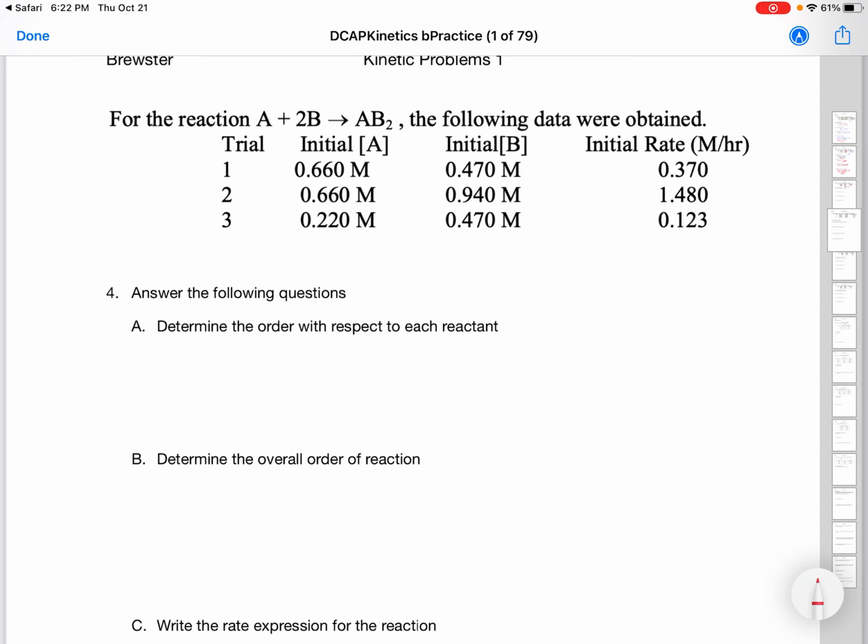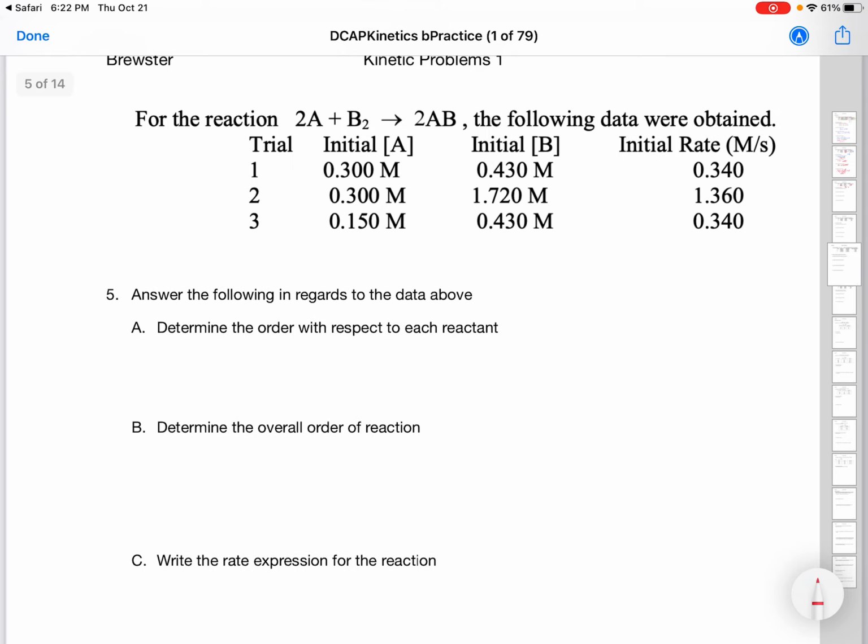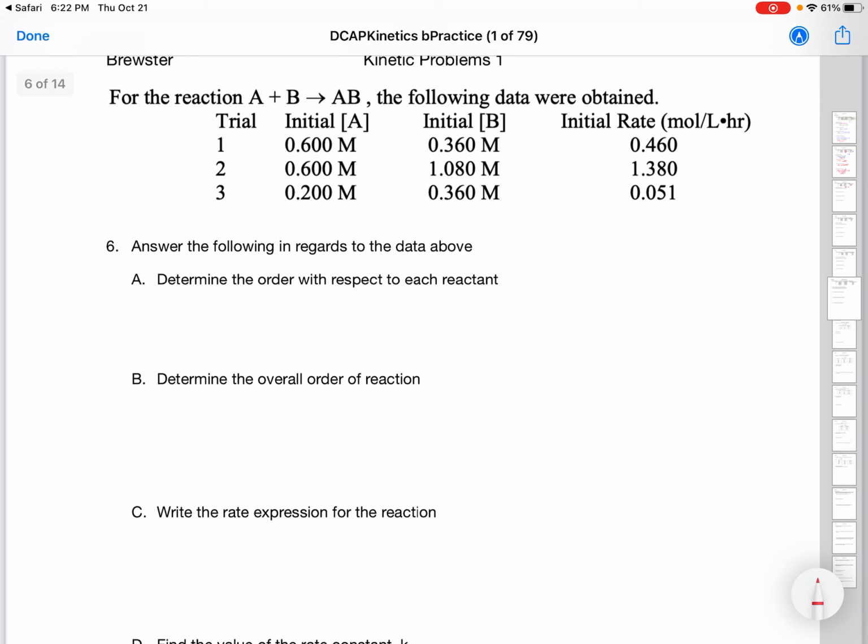Page 4. Page 4 I don't think you'll have any problem with as well. Again, look to see what you're holding constant. Page 5, again, be careful. Make sure you take time to notice, when you change the concentration of 1, what happens to your rate. I'll leave it at that because I've already given you enough hint on that one. And then page 6. And I think you're capable of handling that. All right.